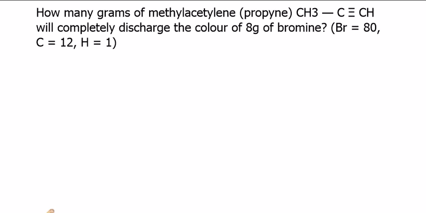The question above says how many grams of methylacetylene, that is propyne, with the given structure will completely discharge the color of 8 grams of bromine. The question above says how many grams of methylacetylene, that is propyne, will completely discharge the color of 8 grams of bromine. Solution.